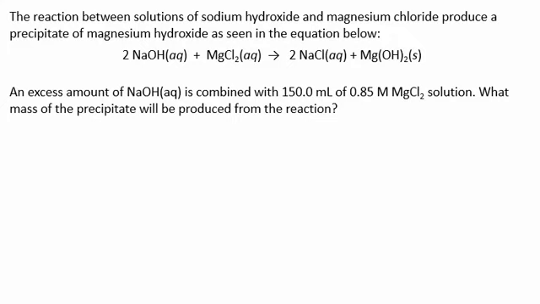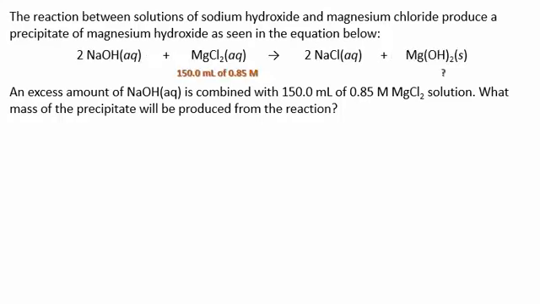The information we are given is that we have an excess amount of sodium hydroxide and 150 milliliters of 0.85 molar magnesium chloride solution. What we want to determine is the amount of magnesium hydroxide that will be produced from this precipitation reaction. Our given value is 150 milliliters of 0.85 molar magnesium chloride, and we are trying to determine the mass of magnesium hydroxide produced.